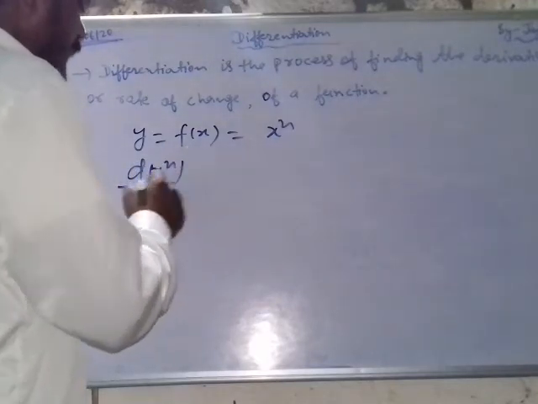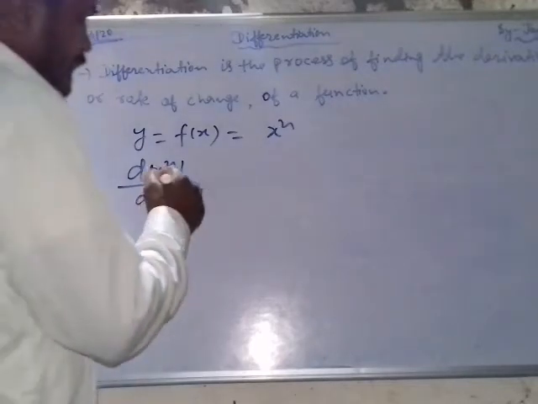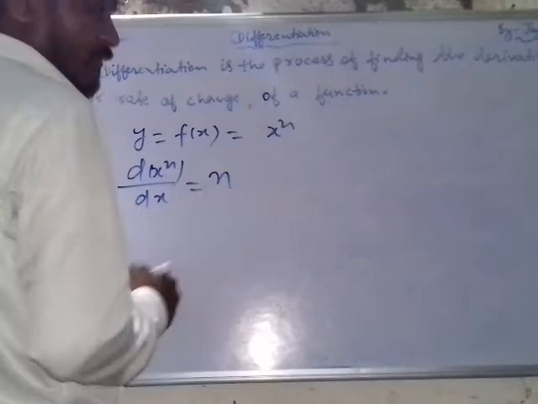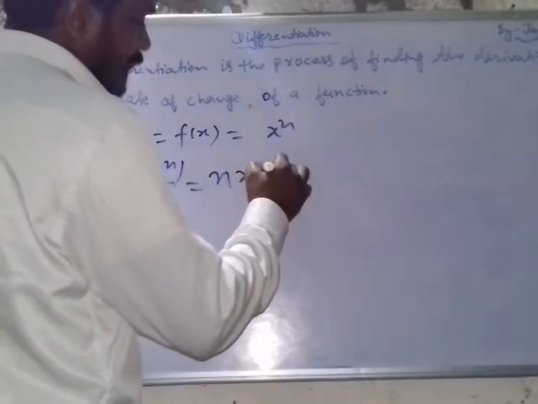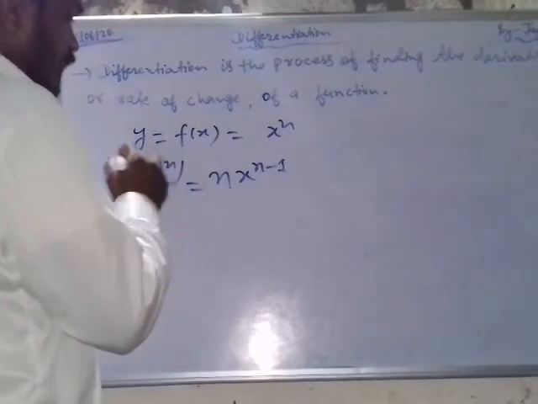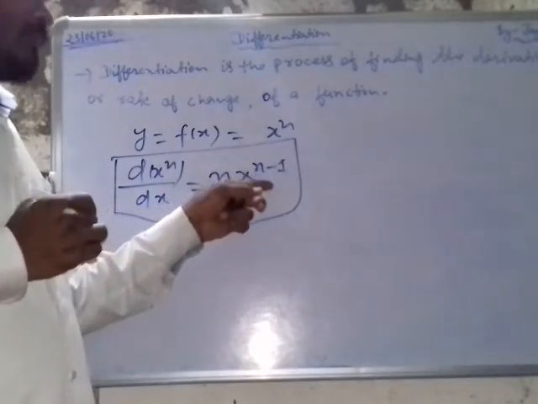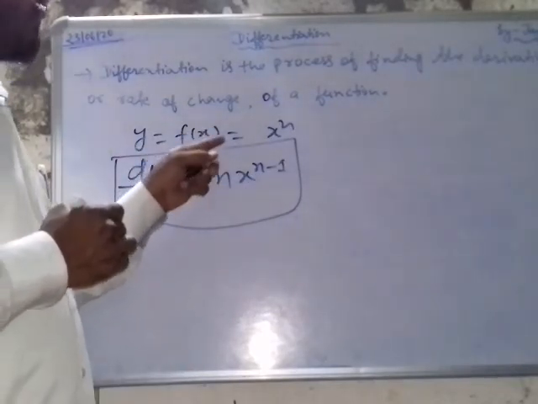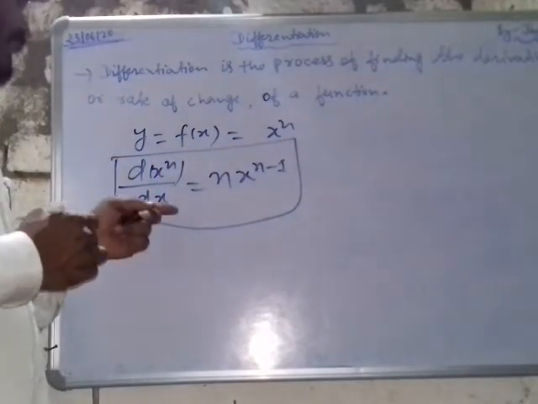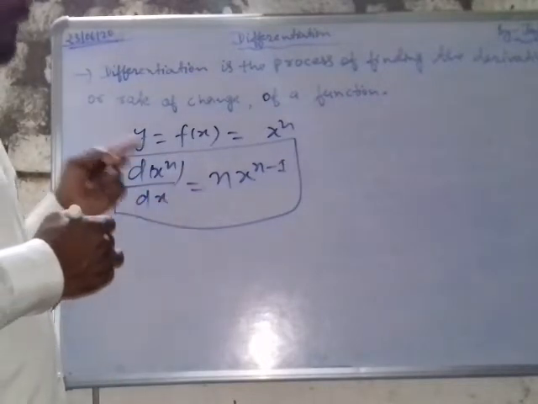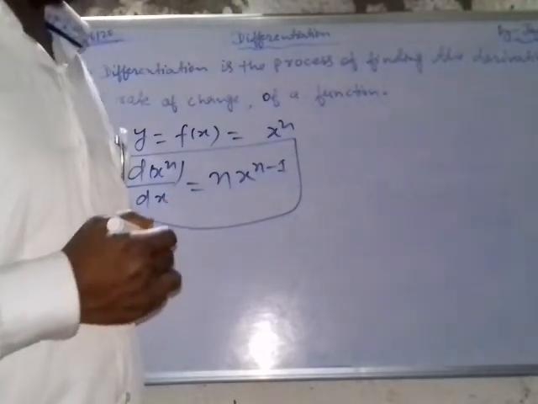Then we write d(x^n)/dx equals how much? It becomes n times x^(n-1). This is the general formula: if f(x) is equal to x^n, then we differentiate it with respect to x, and we have d(x^n)/dx is equal to n x^(n-1).